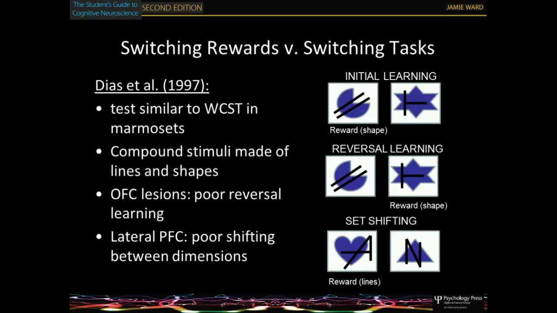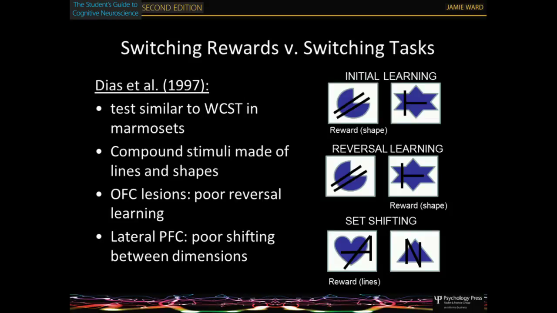So each of these stimuli is a compound stimulus. It's got two different dimensions. Now I'll just talk about the shape thing. The animals learn this kind of rule to criteria. It's like a touch screen: whenever they touch this particular shape, they get a reward. When they touch that shape, they don't. So it's a simple learning.